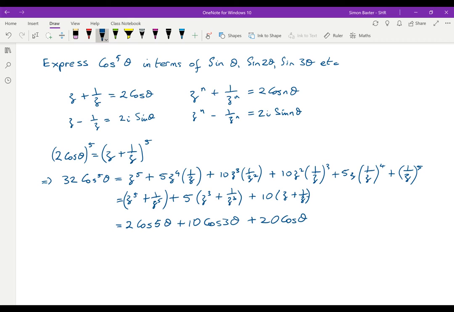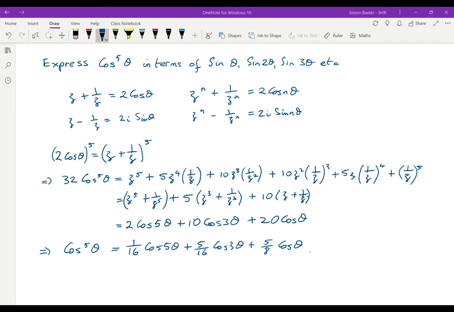All we have to do now is divide by 32, and we get cos to the power 5 theta is equal to 2 over 32 is 1 over 16 cos 5 theta. 10 over 32 is 5 over 16 cos 3 theta. And 20 over 32 is 5 over 8 cos theta. There we are.